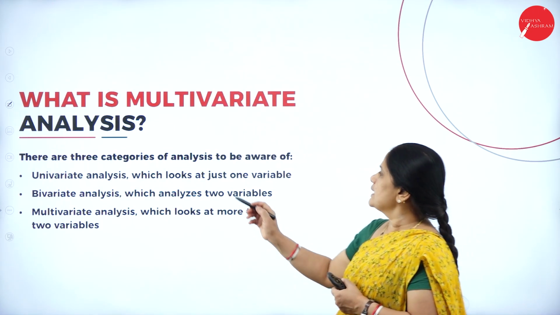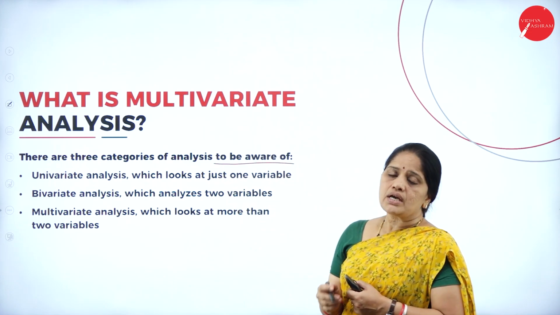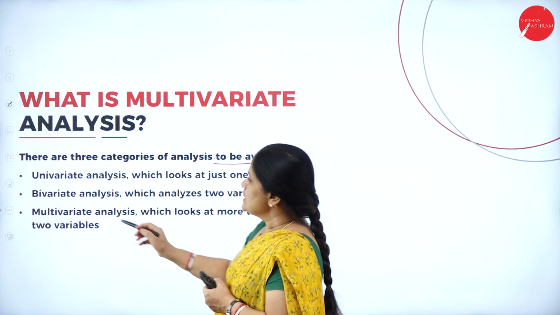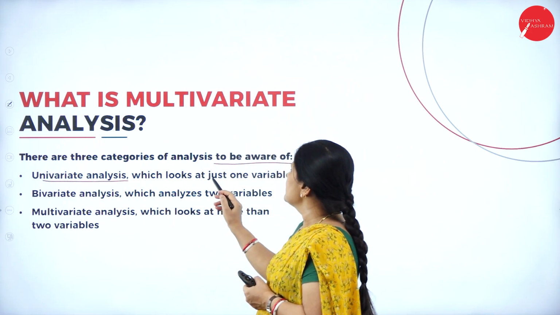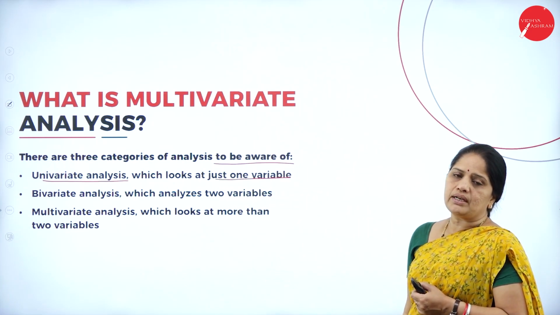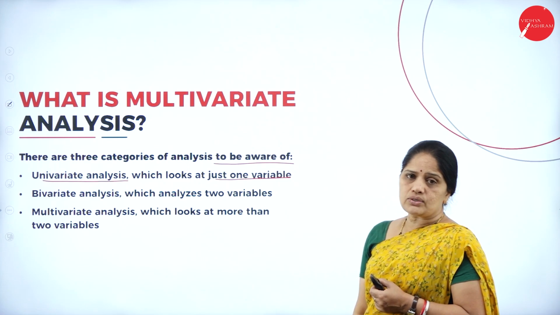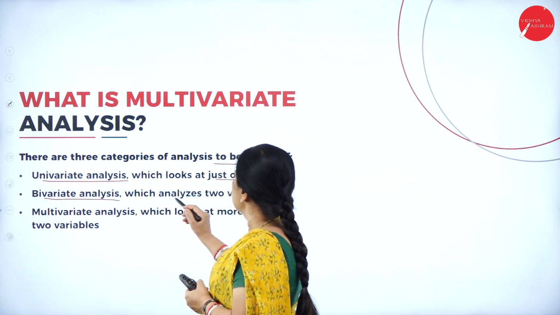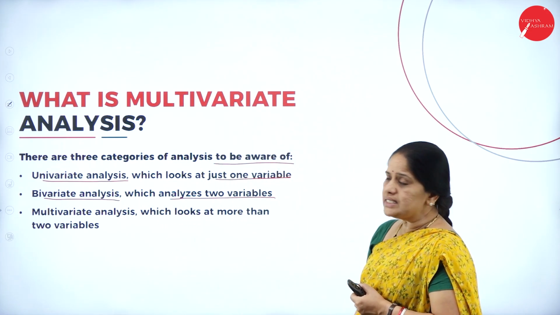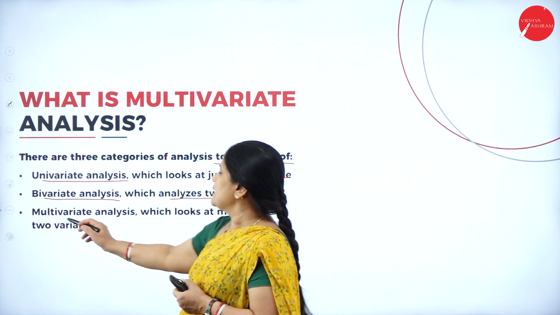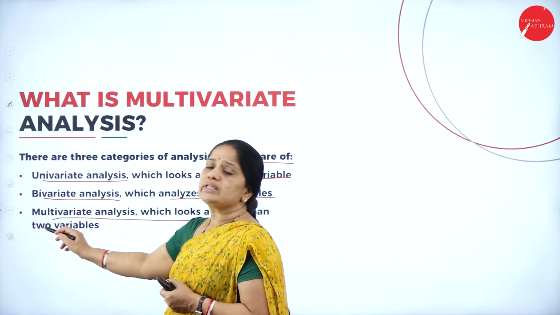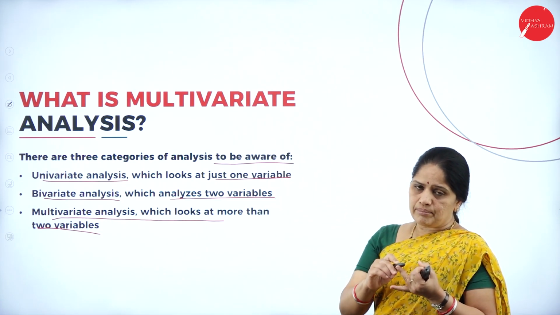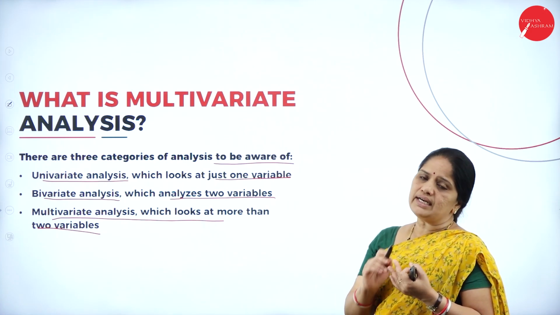Next, there are three categories of analysis to be aware of. In multivariate analysis, we have three categories. What are the three? The first one is the univariate analysis, which looks at only one variable, whereas the bivariate analysis analyzes two variables. The third one is the multivariate analysis, which looks at more than two variables. So we have univariate analysis, bivariate analysis, and multivariate analysis.